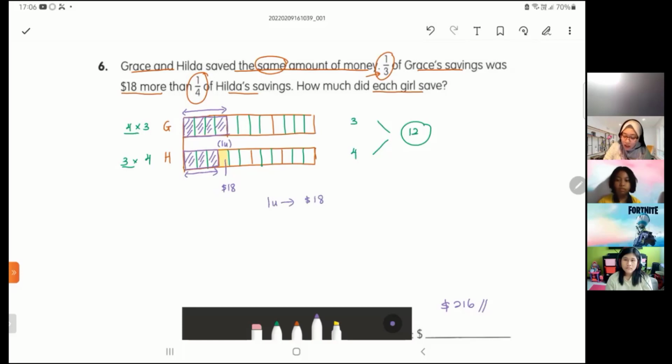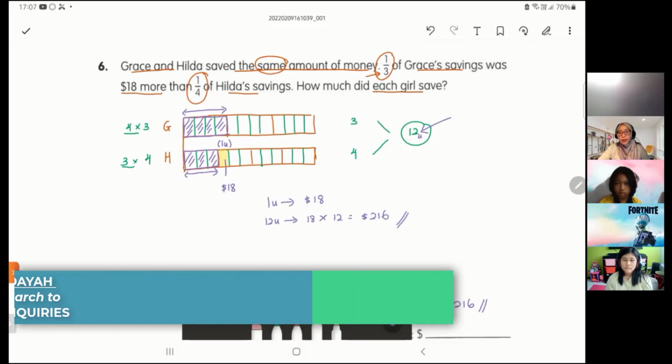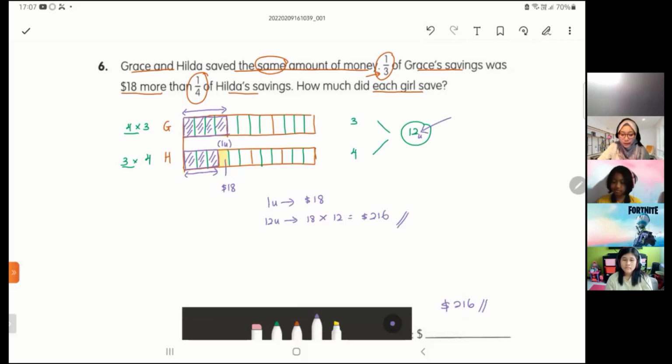How much did each girl save? Each of them has how many units? This one, right? 12 units. If you don't agree, if you are not sure, count. You count each of their units. Each of them will have 12. All right. So 12 units will be 18 times 12, which equals $216. Answer. Good. My sum is correct.